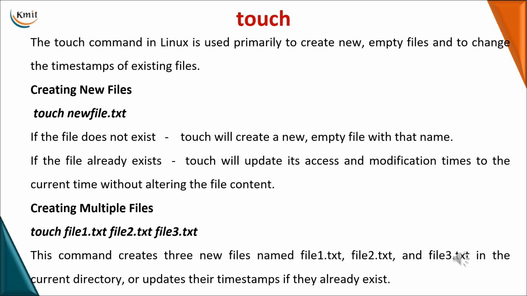Now we'll see the next command, which is your touch command. This touch command is used for creating new empty files. If you want to create a new empty file, you can write touch and the name of the file you want to create with an extension. If this file does not exist, it creates a new file for you, and if the file exists, only the access and the modification time will be changed, but the content of it will be as it is. If you want to create multiple files, you can use touch and specify all the files which you want to create, separated with a space.